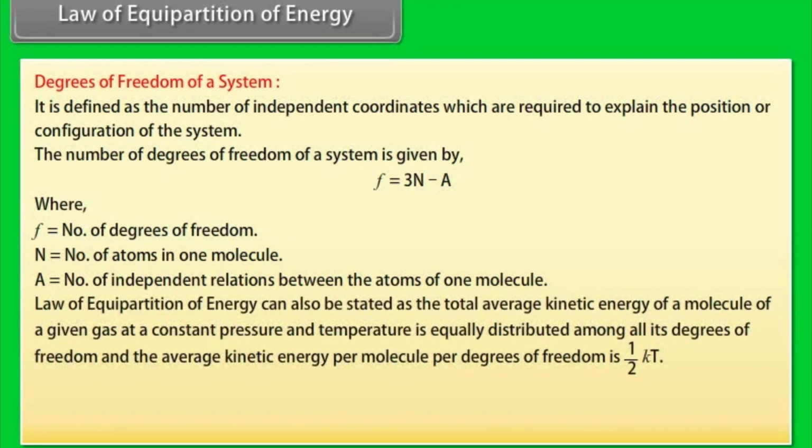The law of equipartition of energy can also be stated as the total average kinetic energy of a molecule of a given gas at a constant pressure and temperature is equally distributed among all its degrees of freedom, and the average kinetic energy per molecule per degree of freedom is half kT, where T is equal to temperature of gas.